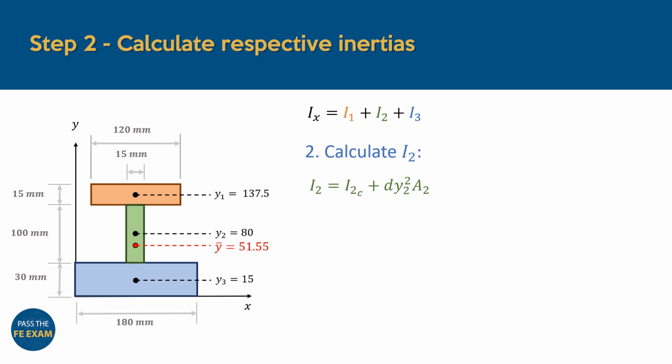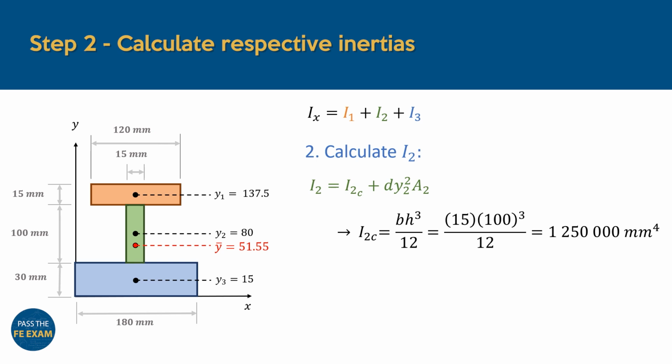We start by calculating the green rectangle's inertia about its own centroidal axis using the same formula as before. By substituting the base as 15 millimeters and the height as 100 millimeters, we find that it has an inertia of 1.25 times 10 to the power 6 millimeters to the power 4. Next, we calculate this shape's distance from the centroidal axis by subtracting its central height from that of the centroidal axis as before, to find dy2 as 28.45 millimeters.